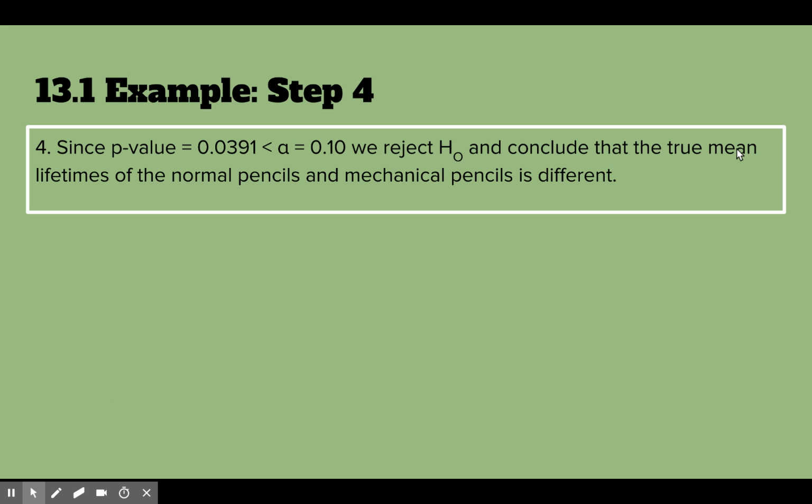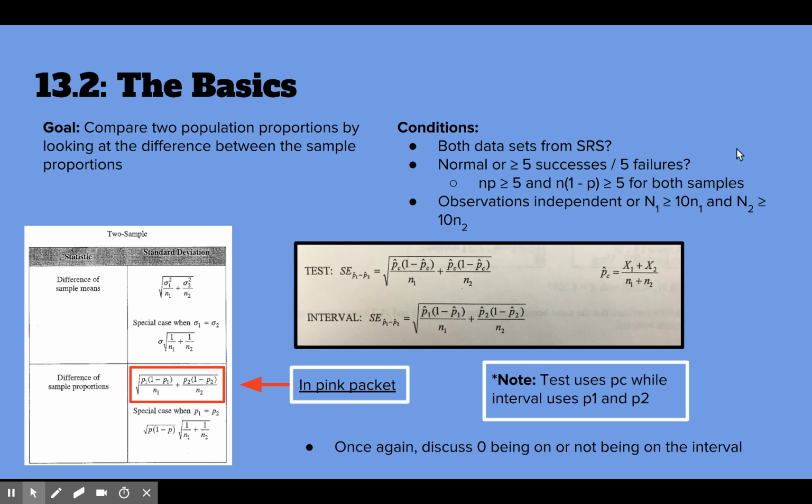So now we're going to talk about 13.2. So 13.2 is on comparing two population proportions by looking at the difference between sample proportions. So conditions, once again, both data sets must be from an SRS. For normality, we must have at least 5 successes and 5 failures, and that's found by doing n times p and n times 1 minus p, so we have to do that for both samples. And then lastly, the observations must be independent, or the populations must be at least 10 times their sample size, which is the same as before.